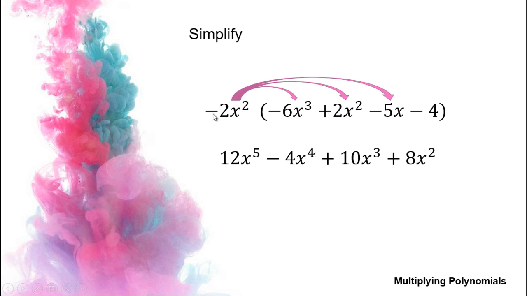Next, negative 2x squared times negative 5x. Negative 2 times negative 5 is positive 10. That's why it became plus. Then x, 2 plus 1, that is 3. Lastly, we have negative 2x squared times negative 4. Negative 2 times negative 4 is positive 8. Then x squared. Okay? So that is our final answer.